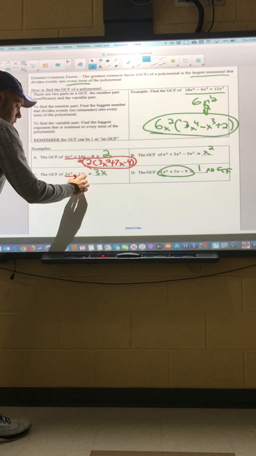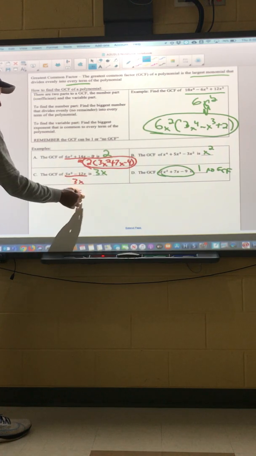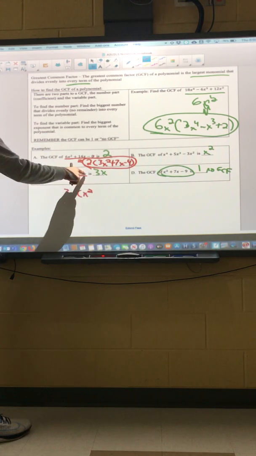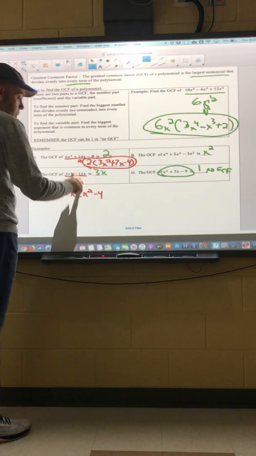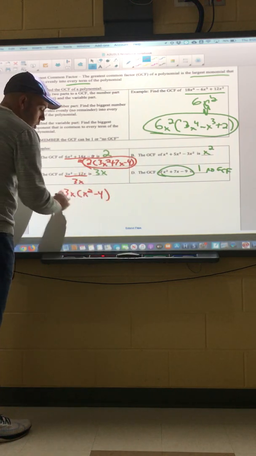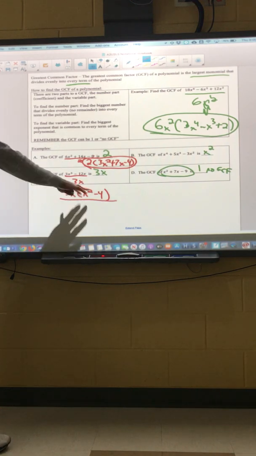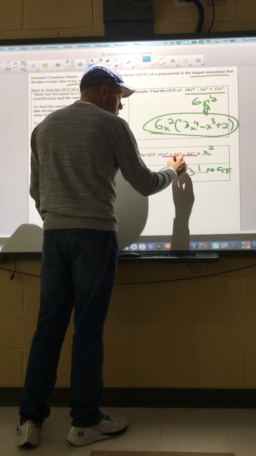Okay, here I'm going to divide by 3x. So 3 divided by 3 obviously is 1. You don't need to write that because x to the third divided by x is x squared. Negative 12x divided by 3x, well negative 12 divided by 3 is negative 4, and the x's cancel. We actually could do more here, but we'll see that in just a second when we learn about factoring a difference of squares.